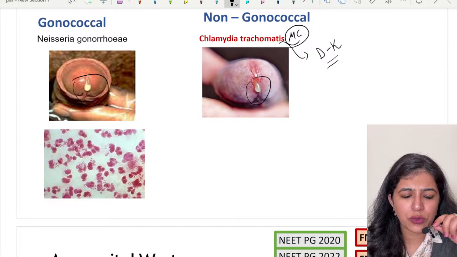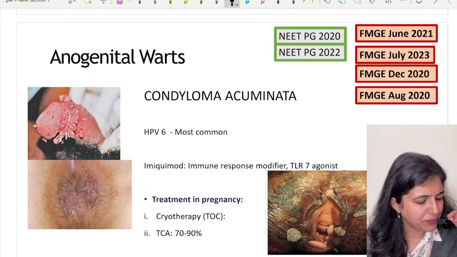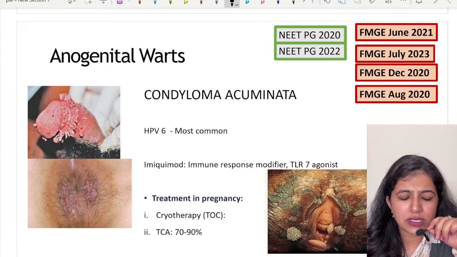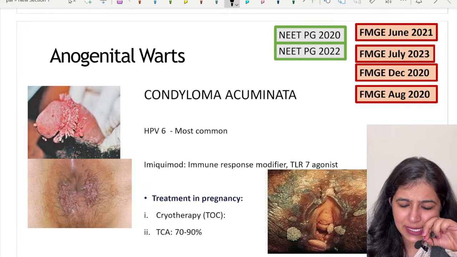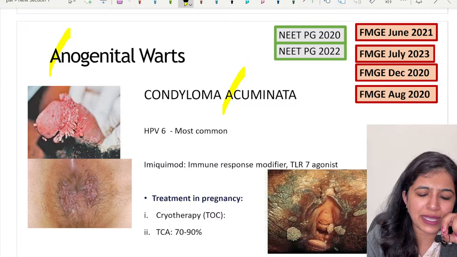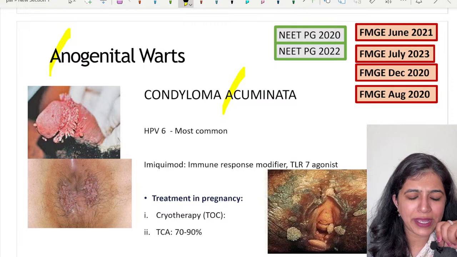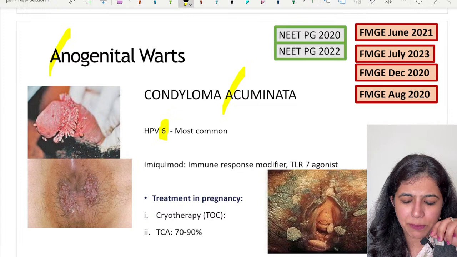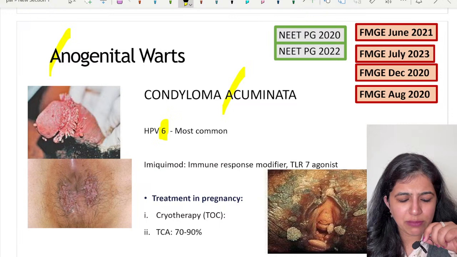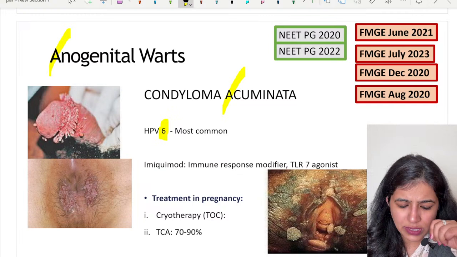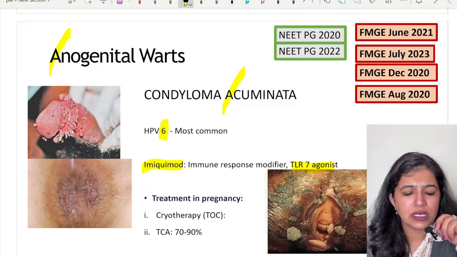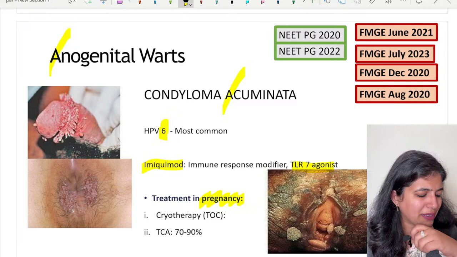Next, here. Wow, look at the number of red and green boxes. This is a very, very favorite of all the possible exams. This is anogenital warts. Remember, A for anogenital, A for acuminata. So anogenital warts is another name for condyloma acuminata, most commonly HPV 6. What you see are these multiple lesions on the genitalia which have a rough verrucous surface. Some of them have pointy tips also. What we use here is imiquimod, which is a toll-like receptor 7 agonist. It is an immune response modifier. But if the question asks what is the treatment in pregnancy, cryotherapy and CA.